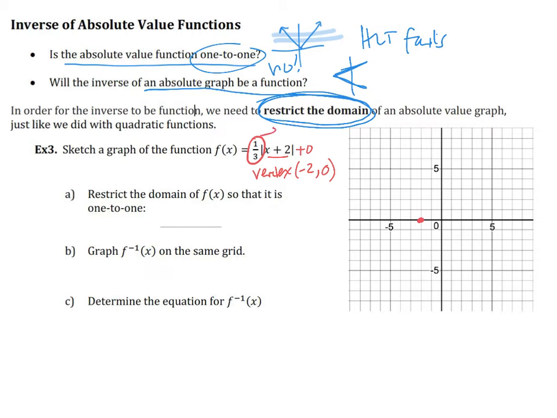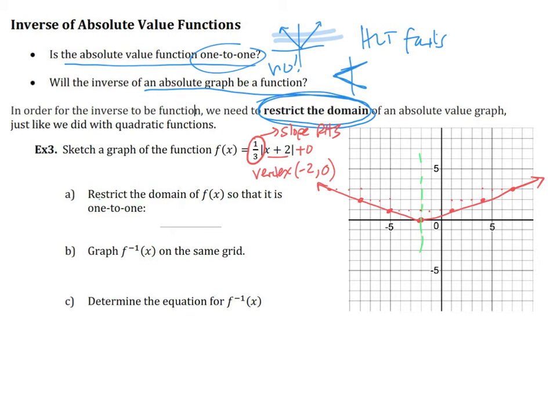This value here is the slope on the right-hand side, from the vertex to the right-hand side. The slope is 1/3. So I go up 1 to the right 3, up 1 to the right 3, up 1 to the right 3. So this is the graph of that function. Now, what do I do? I reflect over this vertical line that goes to the vertex. So I go up 1 to the left 3, up 1 to the left 3, up 1 to the left 3. So this is the other half of that absolute value function.